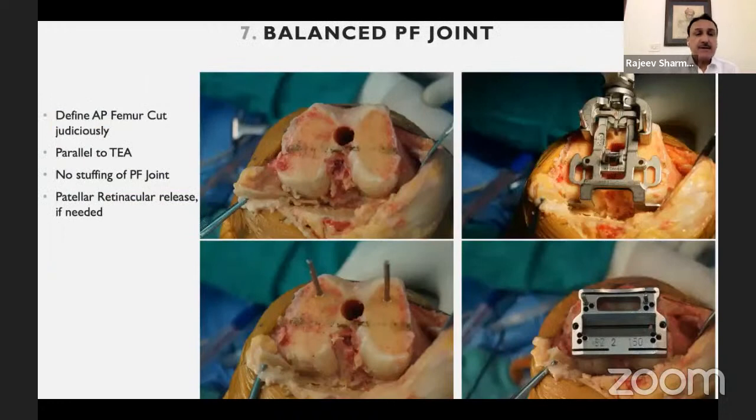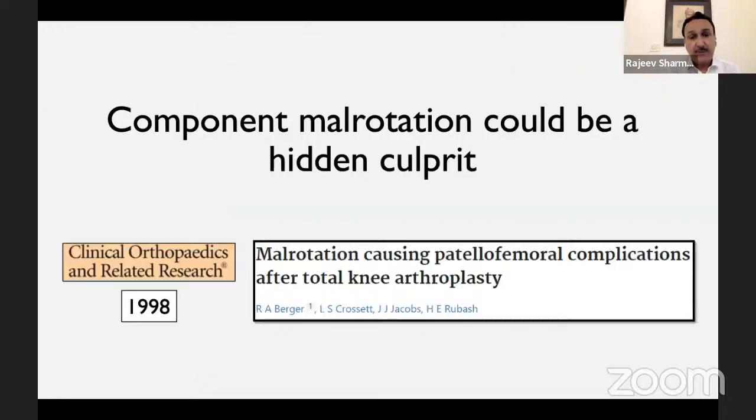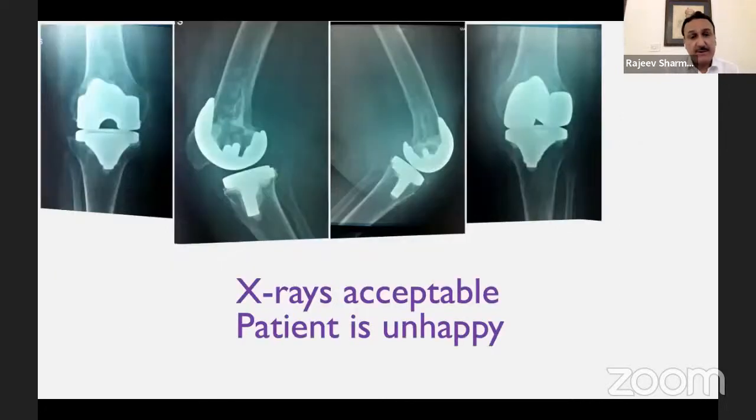You see that, define the anteroposterior femur cut judiciously, parallel to the transepicondylar axis, with no stuffing of the patellofemoral joint, and patellar retinacular release if it is needed. Component malrotation could be a hidden culprit. So that is a very important thing to be seen.